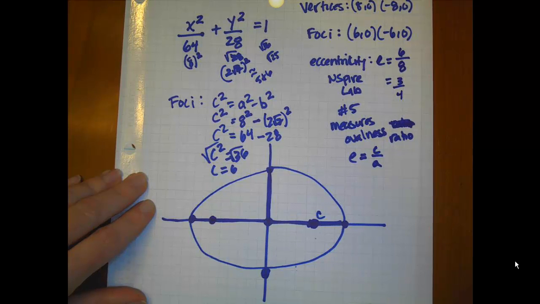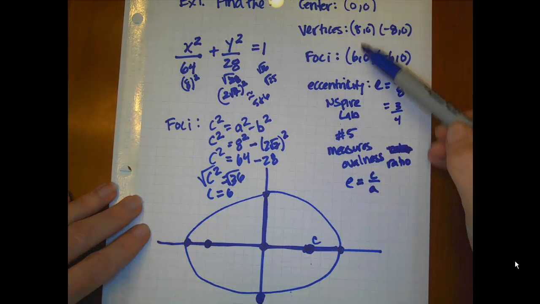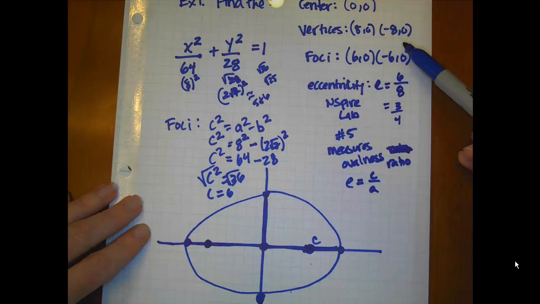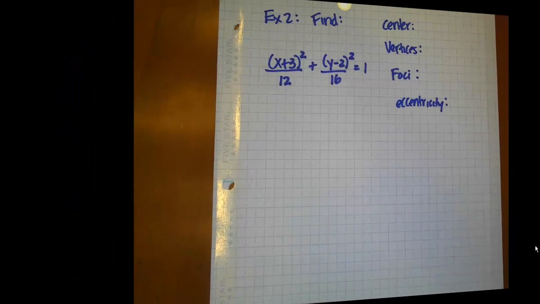And so I have my center of 0, 0, vertices at 8, 0, negative 8, 0. I have my foci at 6, 0, negative 6, 0. And I have eccentricity of 3/4. And then I have my pitiful excuse, yet it works, sketch of an ellipse.